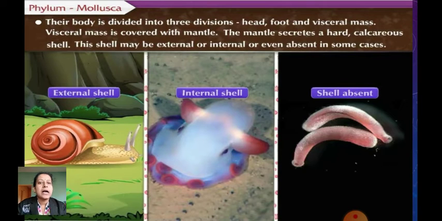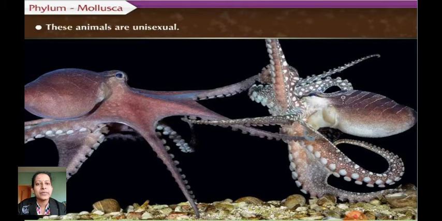Then this shell may be either external or internal. It may be present outside their body or inside their body, or sometimes it may not be present at all. Fine. So there are certain animals in this group which do not have any shell at all. Next, these animals are unisexual. That means male and female sexes are separate.